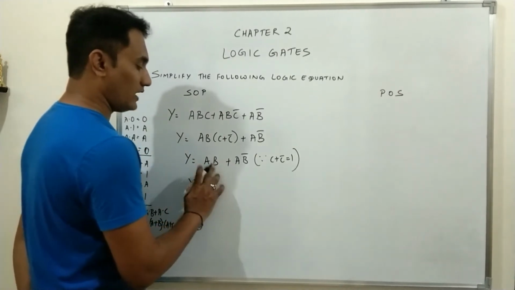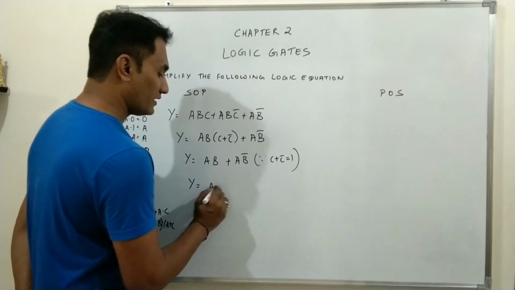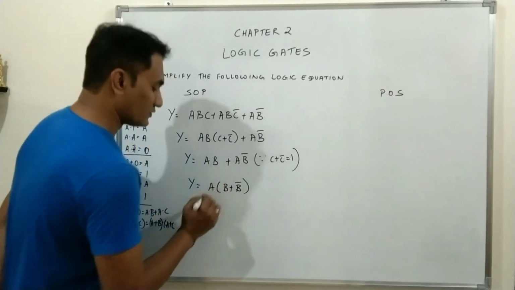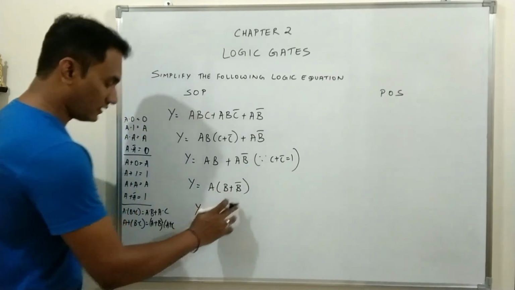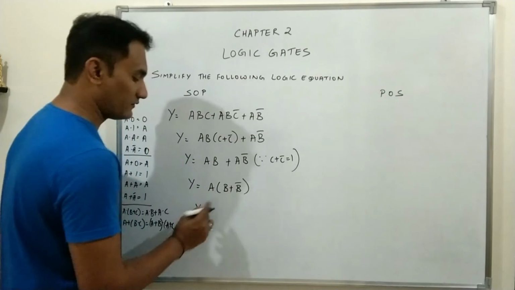Next, Y equals, again now we are left with these two expressions. In that, A is common, B plus B bar. So what is B plus B bar? Again go back to the OR law: A plus A bar is 1. So B plus B bar will be 1.